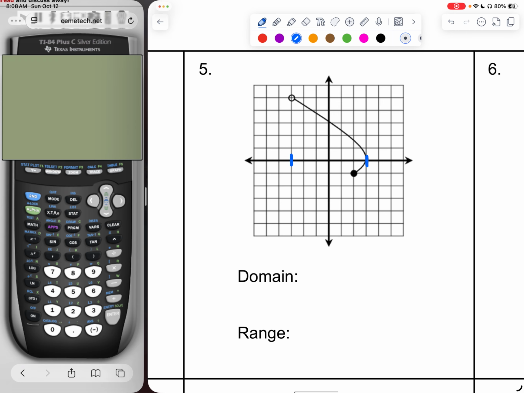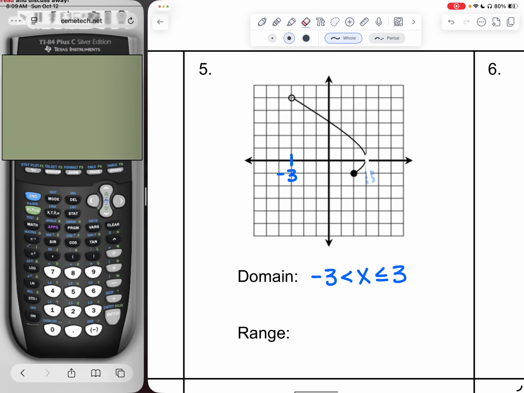So this x value here is at -3. This x value is at +3. As you can see, this x value, -3, is a part of that open circle, so it cannot be equal to because it's not included. So that means -3 has to be less than x, which is less than or equal to +3.